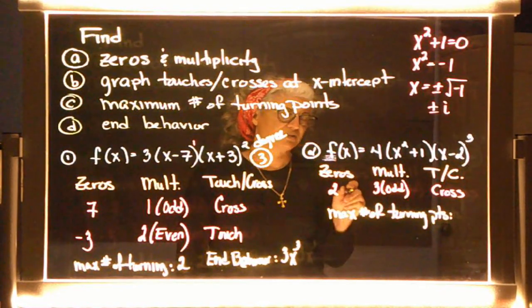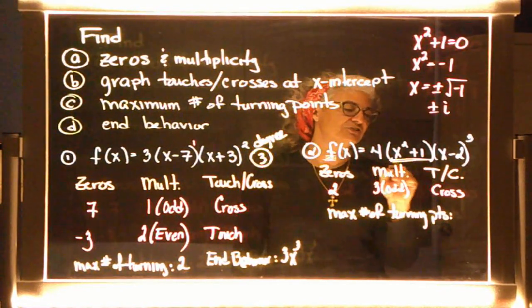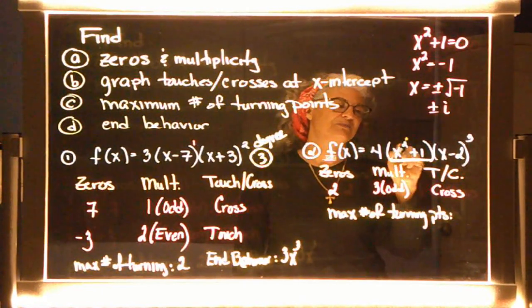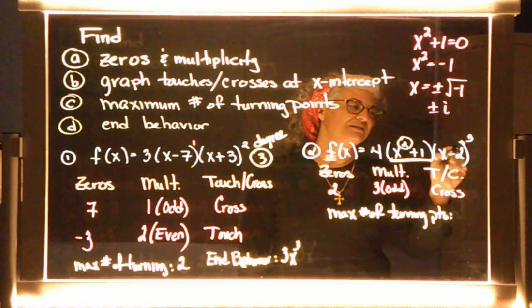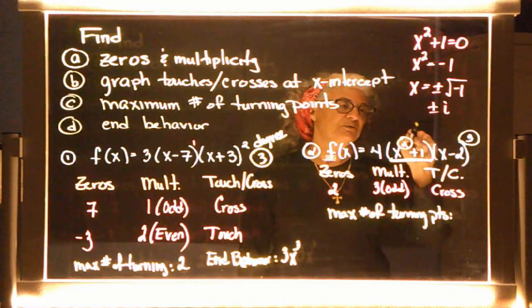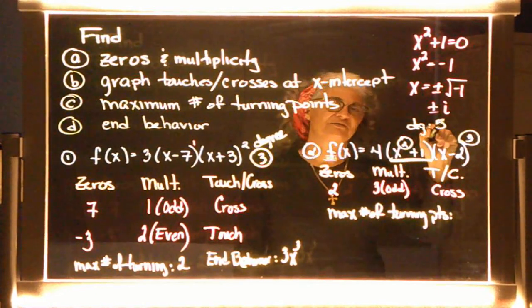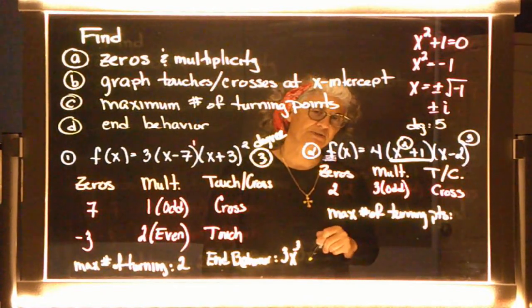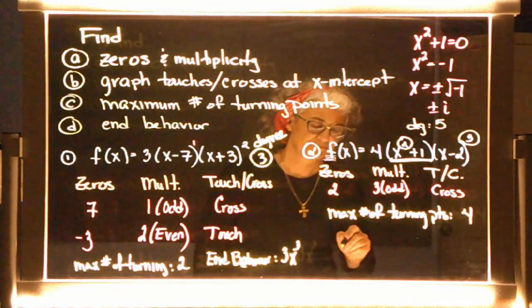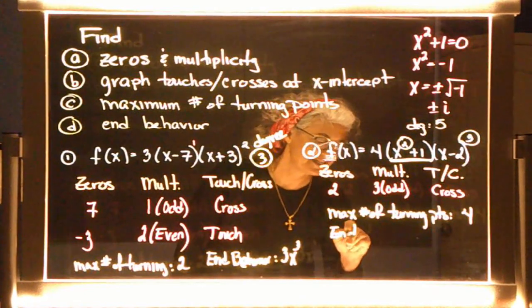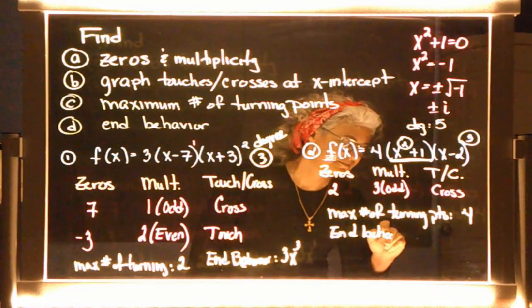Well, now think about it. Even though this factor didn't give me a 0, it still has a power of 2. And this has a power of 3, which means this polynomial has a degree of 5. So what's the maximum number of turning points? 4. And I need to know the end behavior.